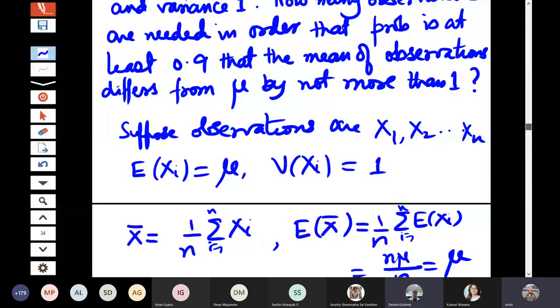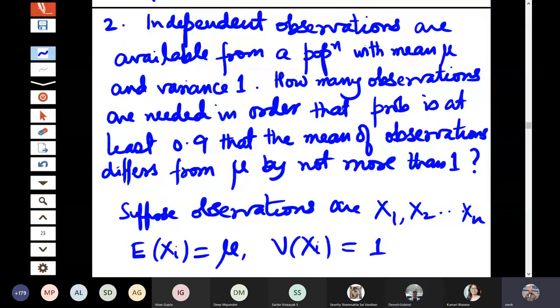The question is that we have a population with mean mu and variance 1, and we are taking observations from there. Let us call the observations x1, x2, xn. The mean of the observations should not differ from mu by more than 1. That means mod of x bar minus mu less than 1. We want this probability to be at least 0.9. For this, what should be the minimum value of n? That is the question being asked.